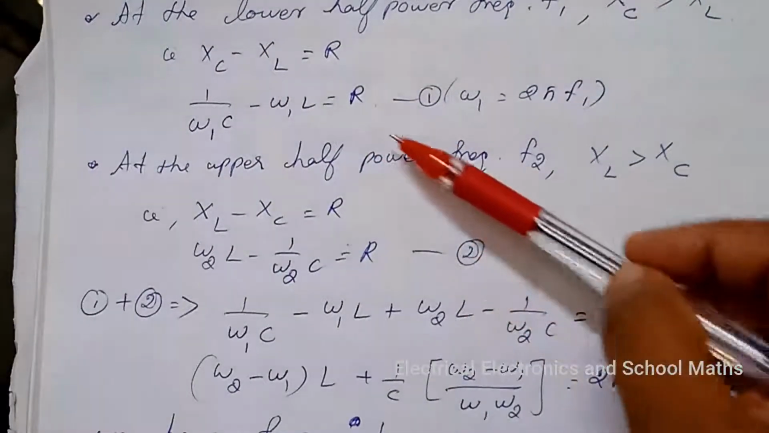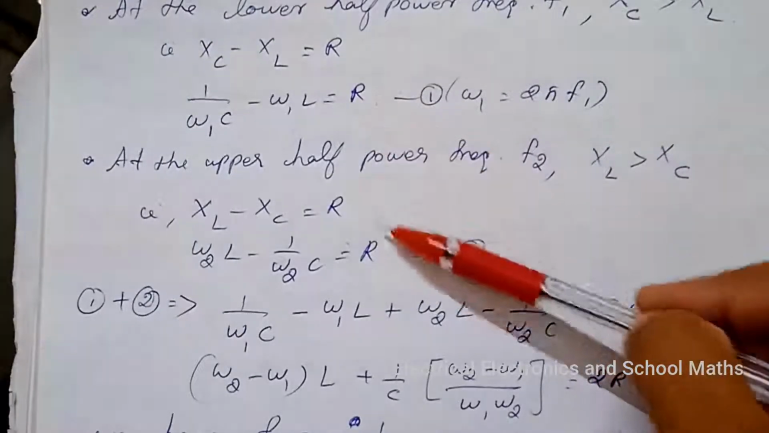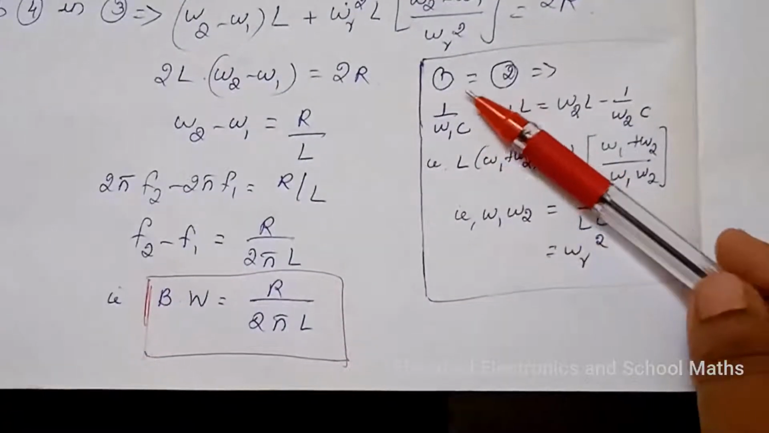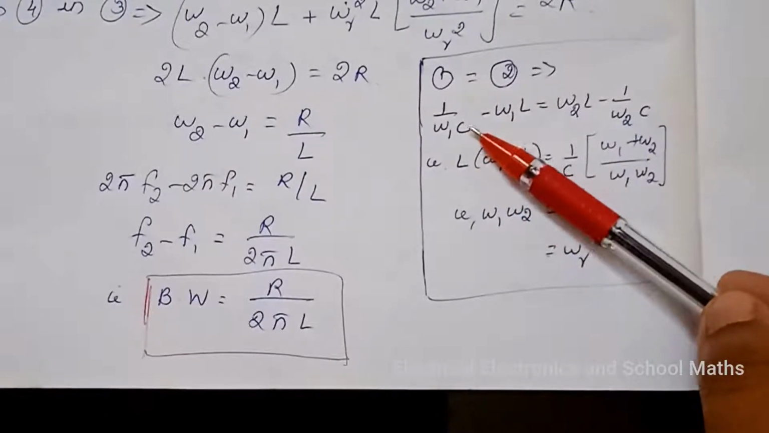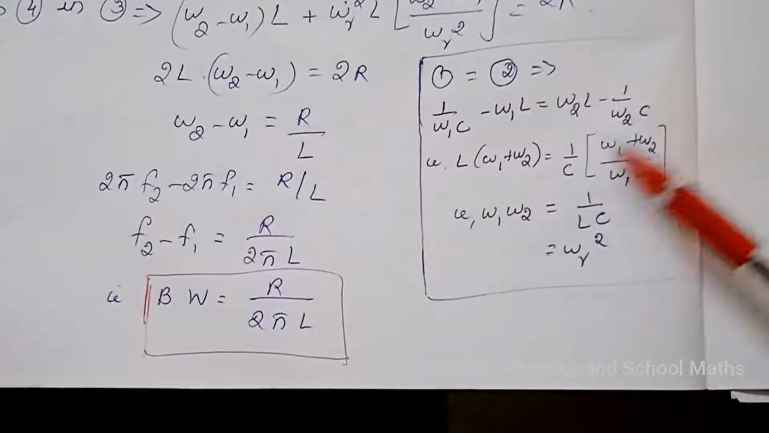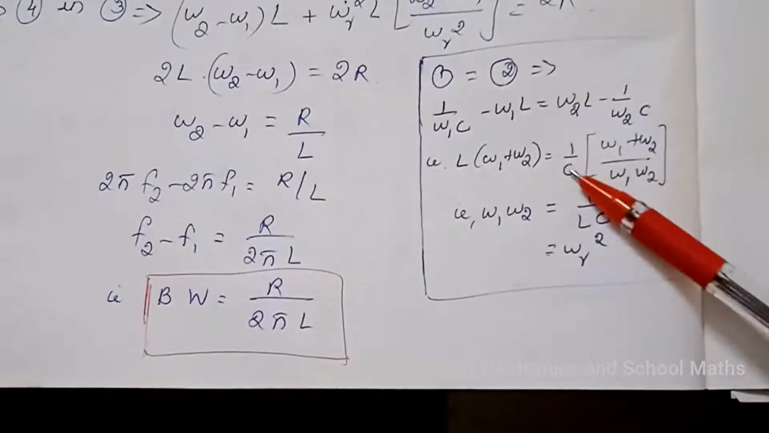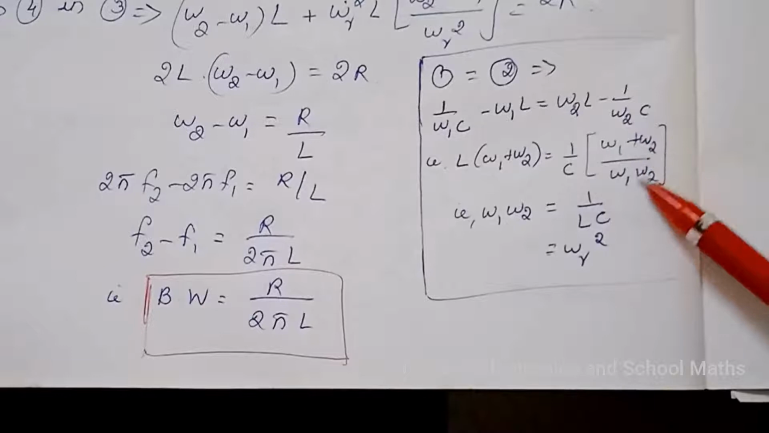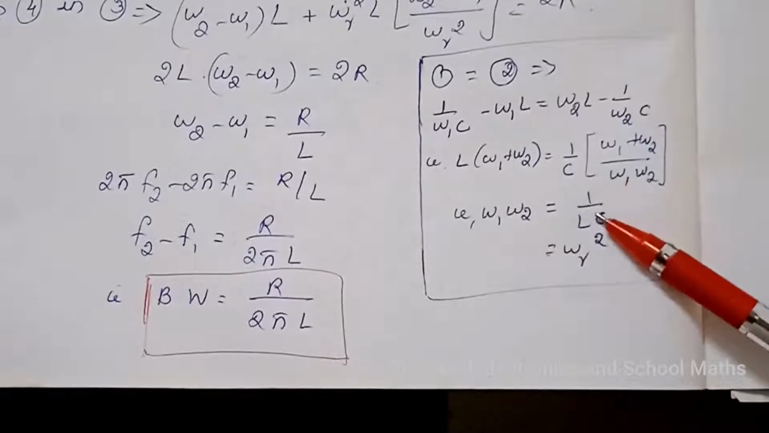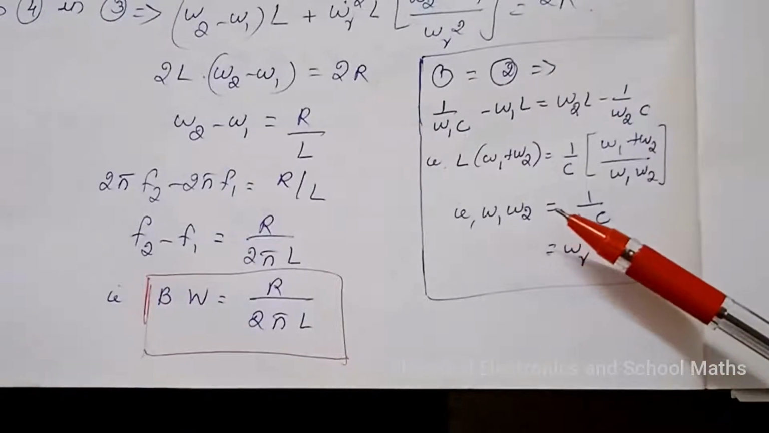In equation 1 and 2, the right hand side is R. So we can equate these two equations. That is equating equation 1 and 2, we get 1 by omega 1 C minus omega 1 into L equal to omega 2 L minus 1 by omega 2 C. On rearranging, L into (omega 1 plus omega 2) equal to 1 by C (omega 1 plus omega 2) divided by omega 1 into omega 2. From this, omega 1 into omega 2 equal to 1 by LC, and 1 by LC is omega R square.